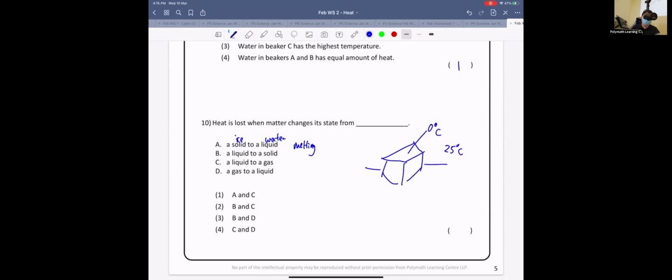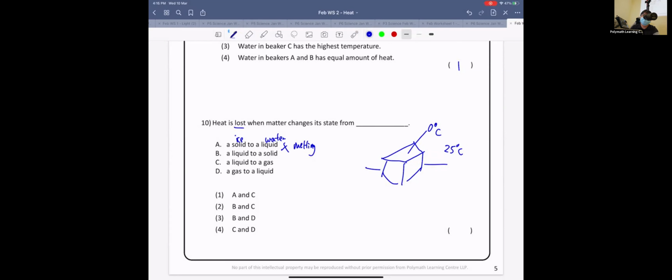So does the ice lose or gain heat? Gain, because heat flows from the hotter surrounding air into the ice. So the ice gains heat, and the surrounding air loses heat. So melting requires heat gain. Now, a liquid to a solid is freezing. Freezing requires the water to lose heat.